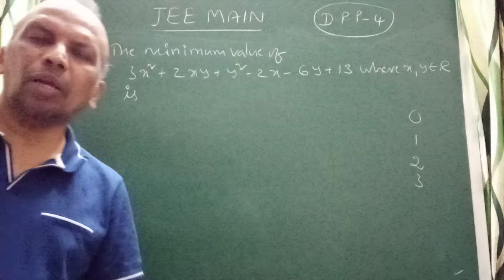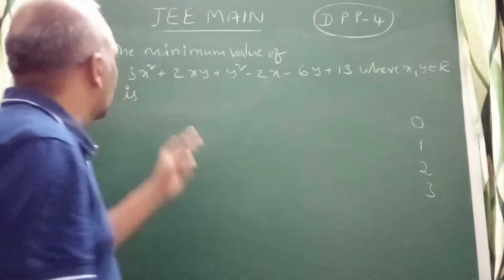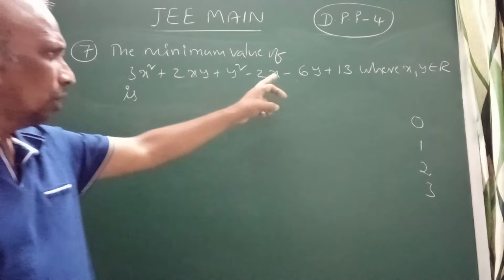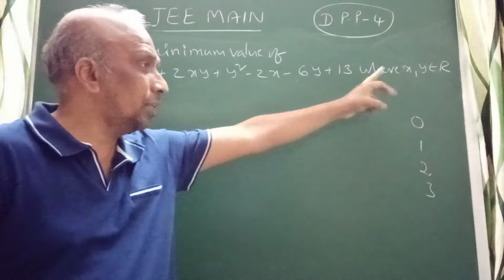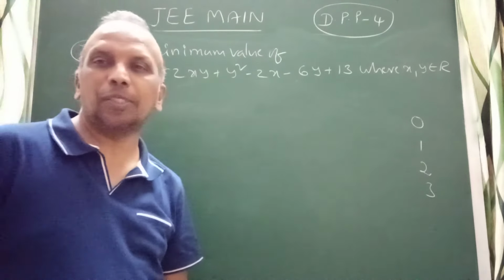See, in this problem they are asking for the minimum value of this expression. I will continue this one. The minimum value of 3x² + 2xy + y² − 2x − 6y + 13, where x, y belong to R. They are asking for the minimum value of this.